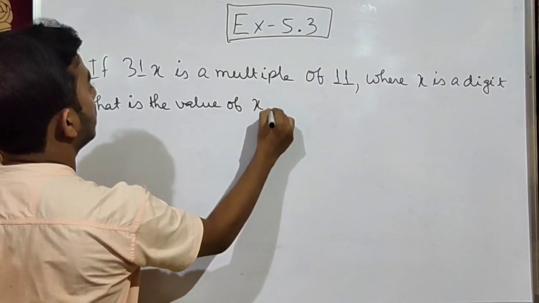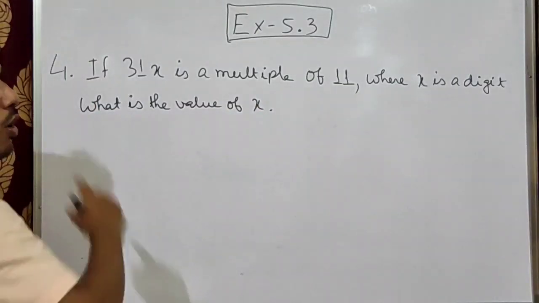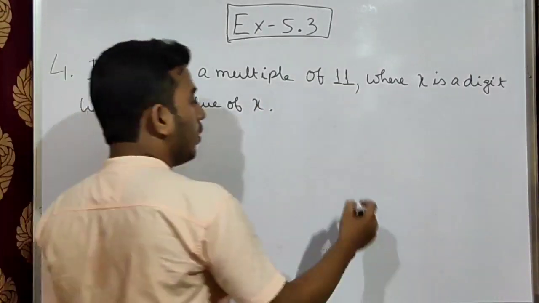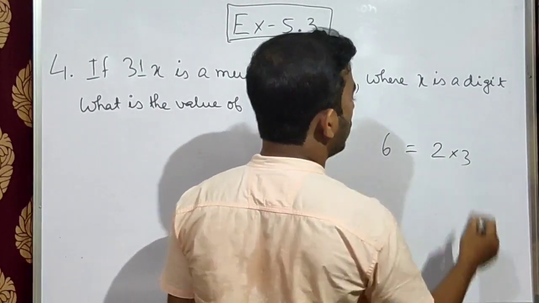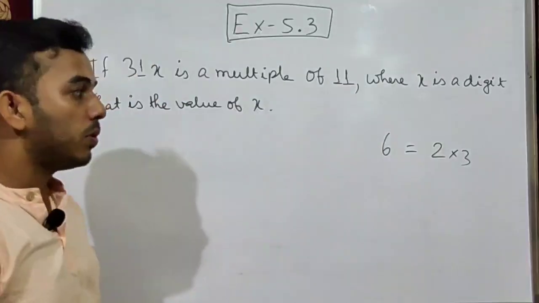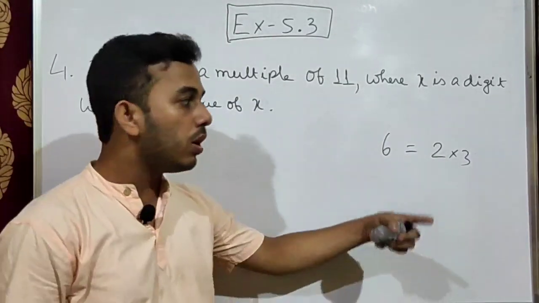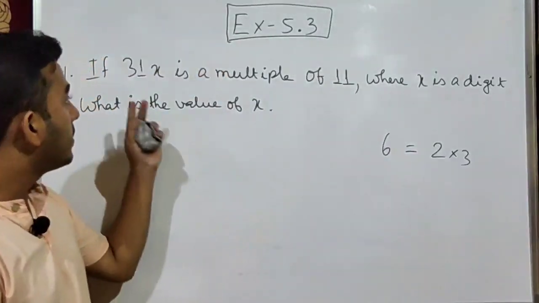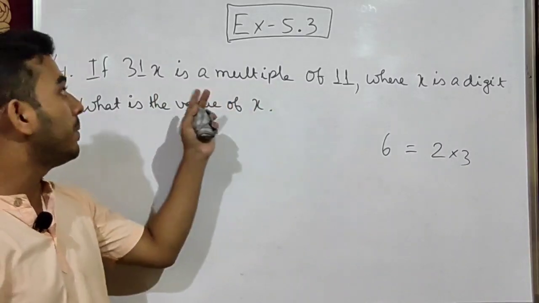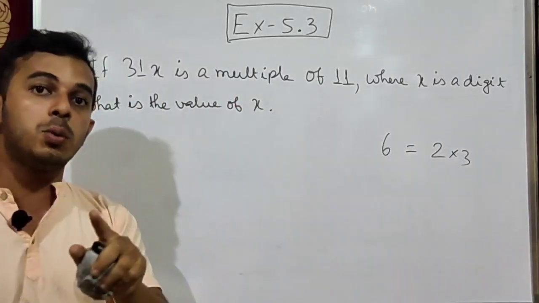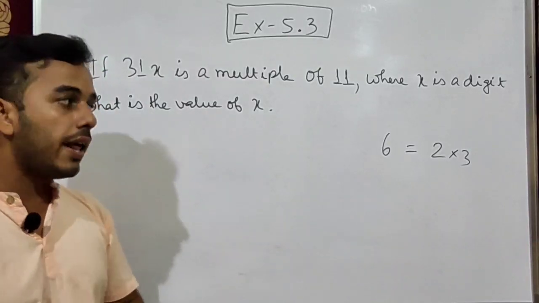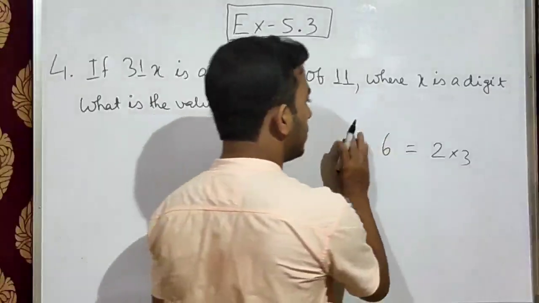Value of x, very interesting question. Okay, for multiple, what is a multiple? For example, a multiple of 6 is what? 2 into 3, right? Now this means 6 is divisible by 2 as well as 3. Now if I say 31x is a multiple of 11, that means 31x is divisible by 11. Up to this clear? 31x is divisible by 11.